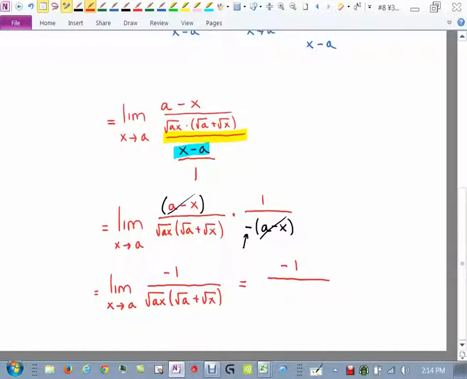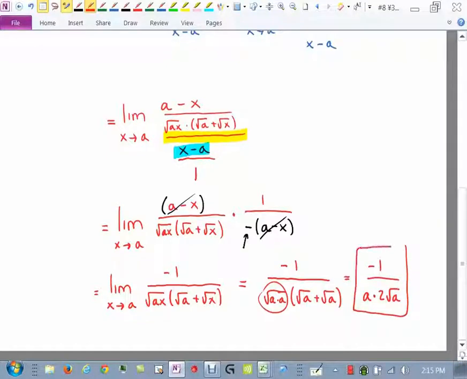I have root a times a, and then I have square root a plus this is now square root a. So I have -1 over, this right here is a squared, but then square root, so you should just get a. And then times root a plus root a is 2 root a, so 2 root a. And this, my friends, is the slope of the tangent line.